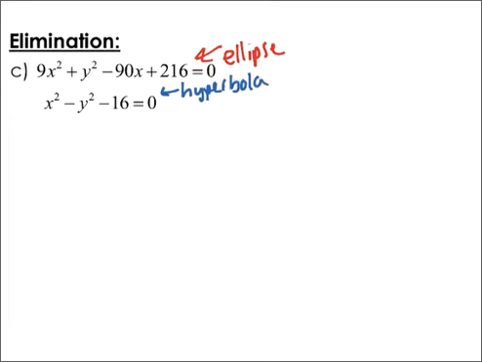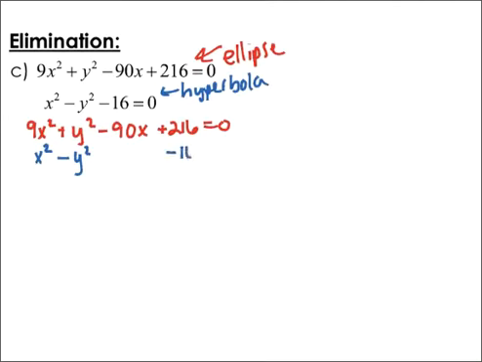I'm going to rewrite the ellipse first. So I've got 9x squared plus y squared minus 90x plus 216 equals 0. So I just copied it the way it was. Now I'm going to rewrite the hyperbola, but I'm going to really try to line everything up. So I've got x squared minus y squared. There's no x term, so I'm just going to jump over and put minus 16 under the 216.